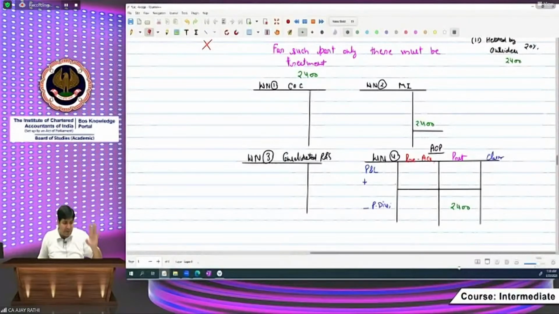Can I expect now a message whether cleared or not? After that, we will be moving to the next concept, that is revaluation, and after that a complete question in which you will be finding many adjustments.